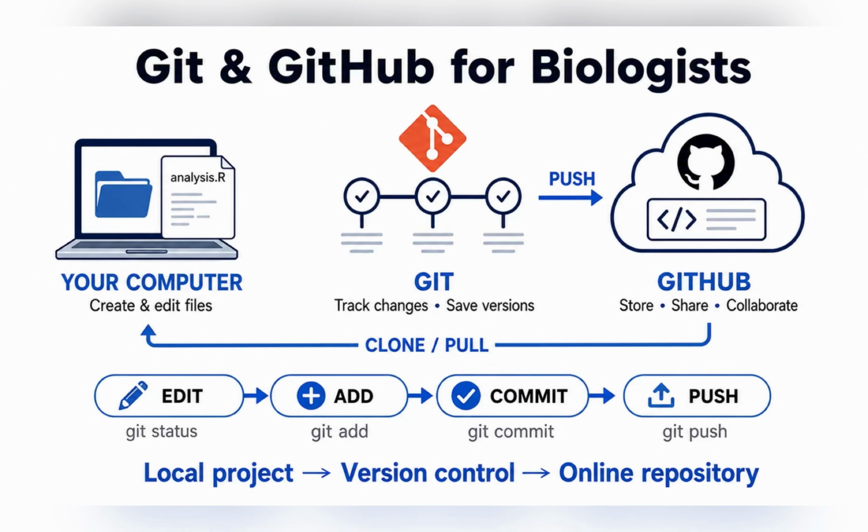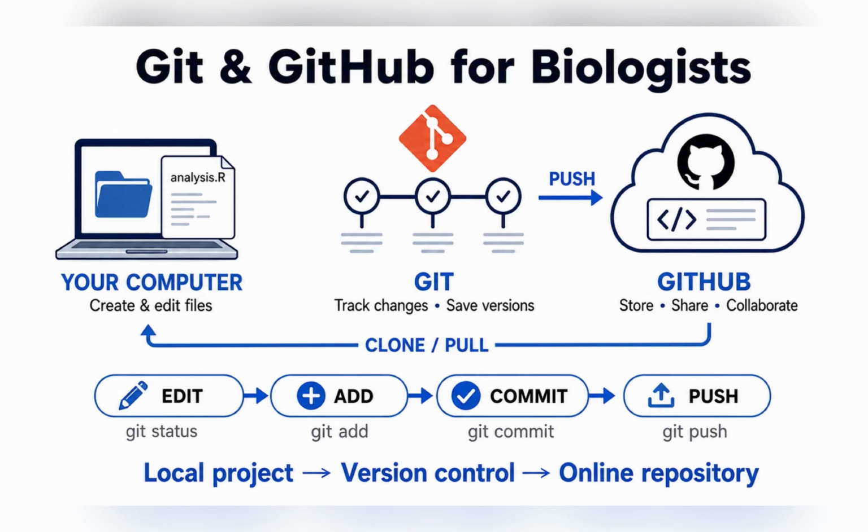Before we start the practical commands, let's briefly understand what Git and GitHub are. Git is a version control tool that works on our computer. It keeps track of changes we make to our project files. GitHub is an online platform where we can store our Git repositories. So, Git and GitHub are related, but they are not the same.